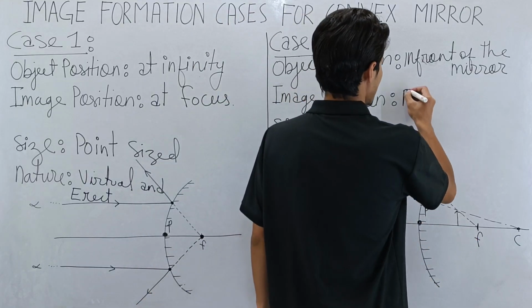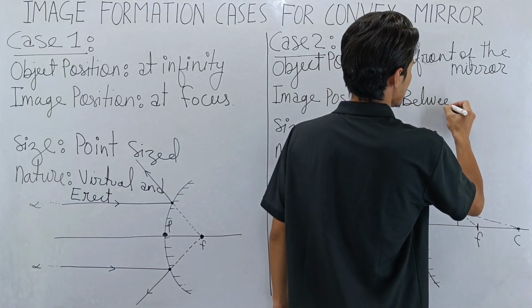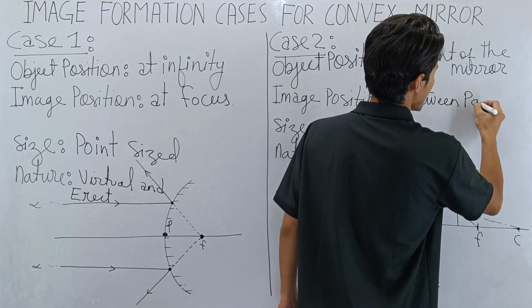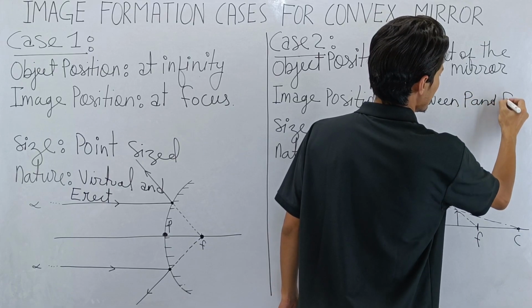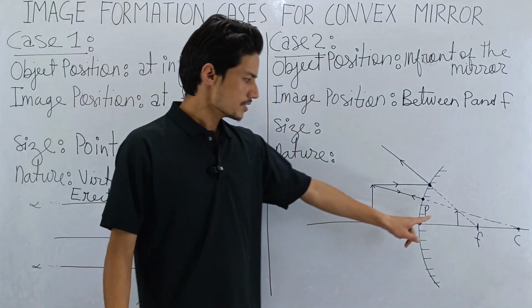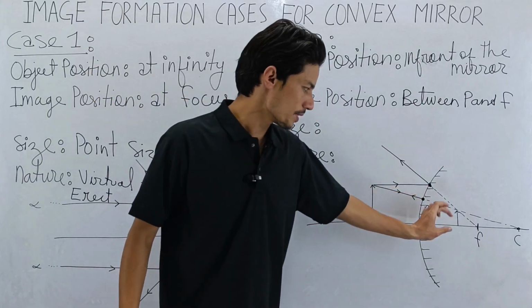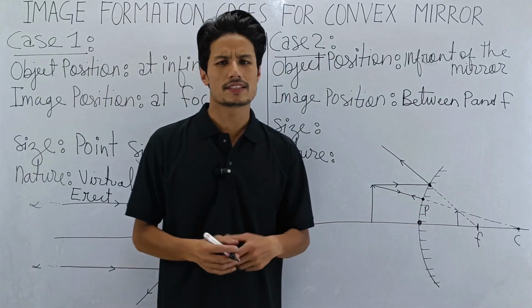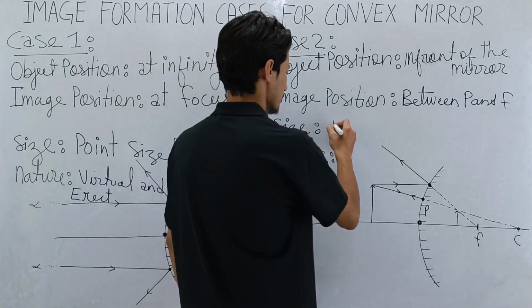So image position between P and F. That's it. P and F. Size. Object is this much, image is this much. What do we write? Enlarged? No. Diminished? Yes, we write diminished. Okay. So diminished.